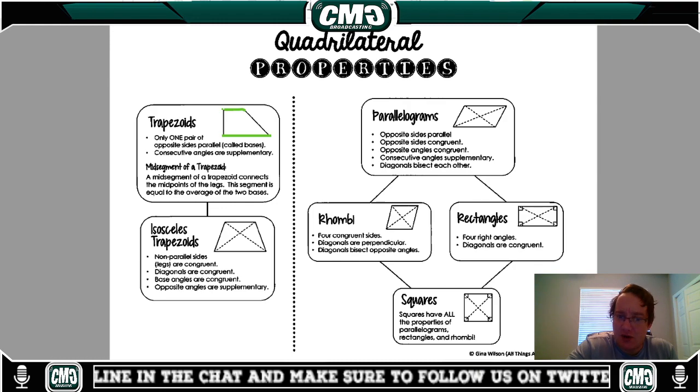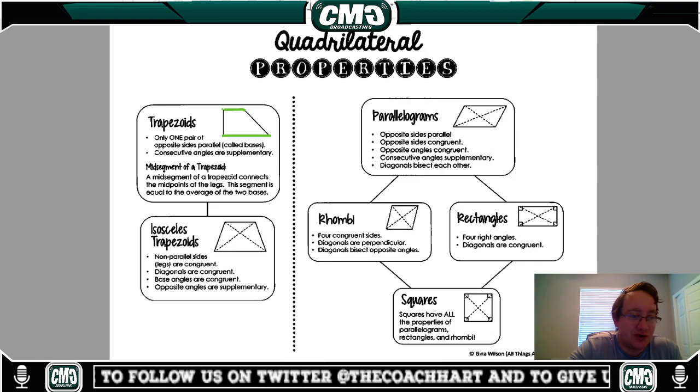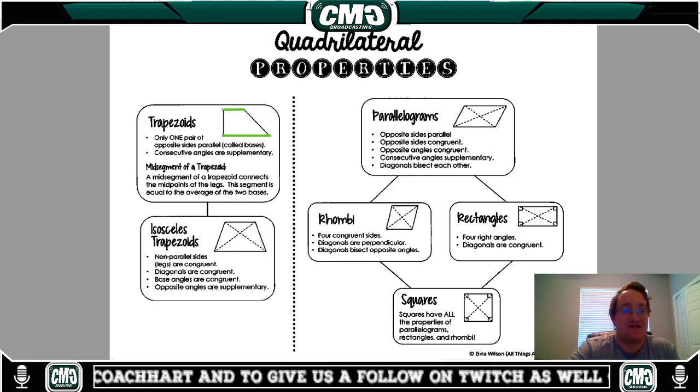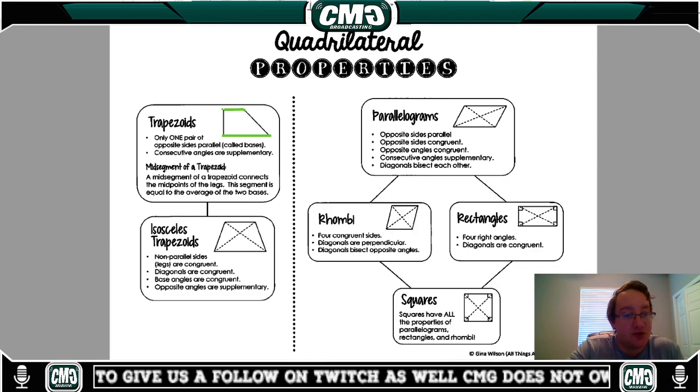We shouldn't see those in our assignment today, but if we do run into a long one, I will make sure to talk about that. The biggest thing with the kites is that they're consecutive sides. So sides that are touching, those are the ones that are congruent.